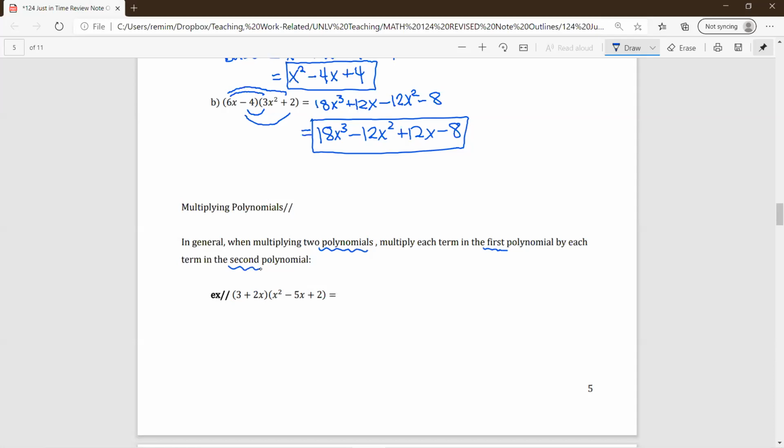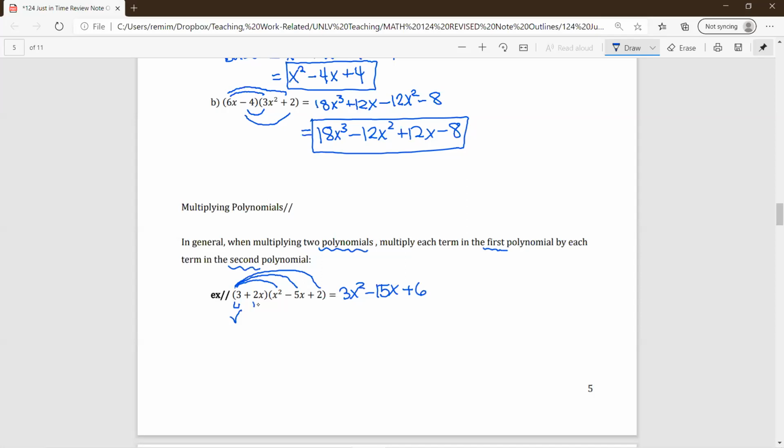So I will start with this term, the 3. I just need to make sure to multiply it to all three terms in that polynomial. So I have 3 times x squared, 3x squared. Then I have a 3 times a negative 5x, so that's a negative 15x. And then I have a 3 times a positive 2, so that's plus 6. So I am done with the 3.